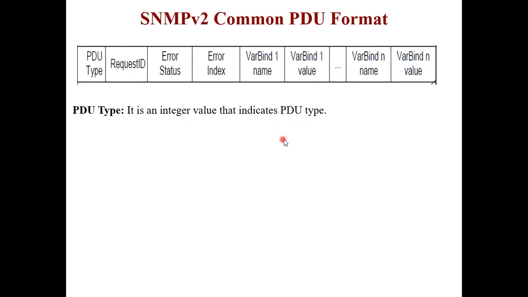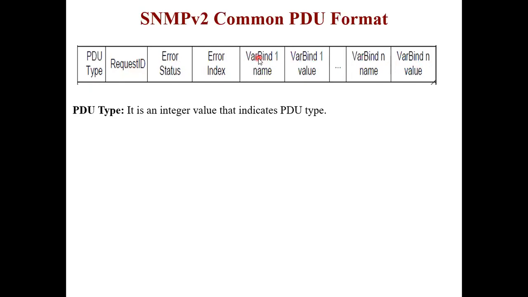Okay, so 0 मतलब क्या है, inform request है, get request मतलब 1 है, 2 है. So all those numberings are there. Then the request ID, see, this is exactly the same which we did in version 1 also. कोई change नहीं है, only PDU type numbering will be different because वहाँ पे 5 message थे, यहाँ पे 7 message. Then we have the request ID, the error status, the error index, then the object name.